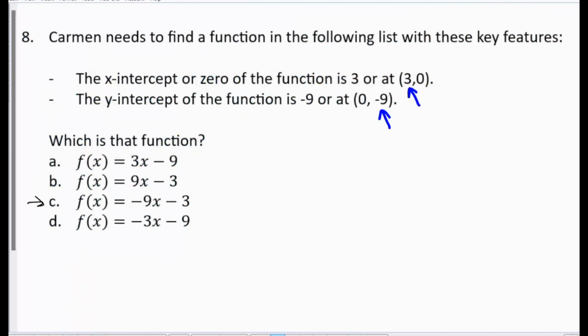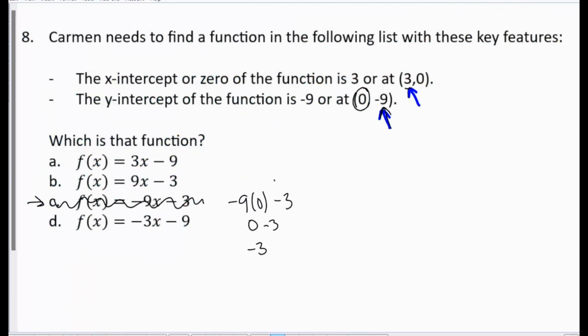So if I plug in, let's start with the x-intercept. If I plug in 0 for y, I should get 3 when I solve. Well, let's try using the y-intercept. Plugging in 0 for x tends to be easier. So -9 times 0 minus 3. -9 times 0 is 0. 0 minus 3 is -3. It should be -9, so I know C is not my answer.